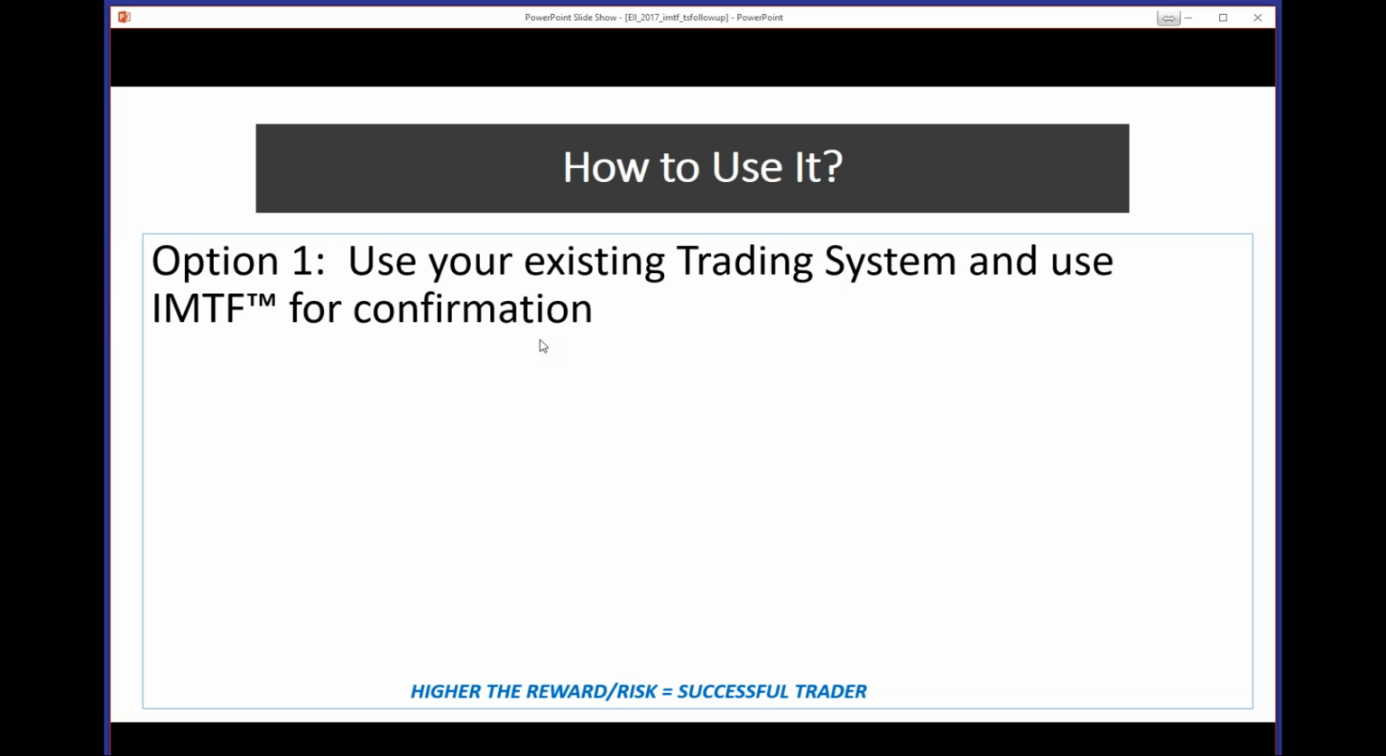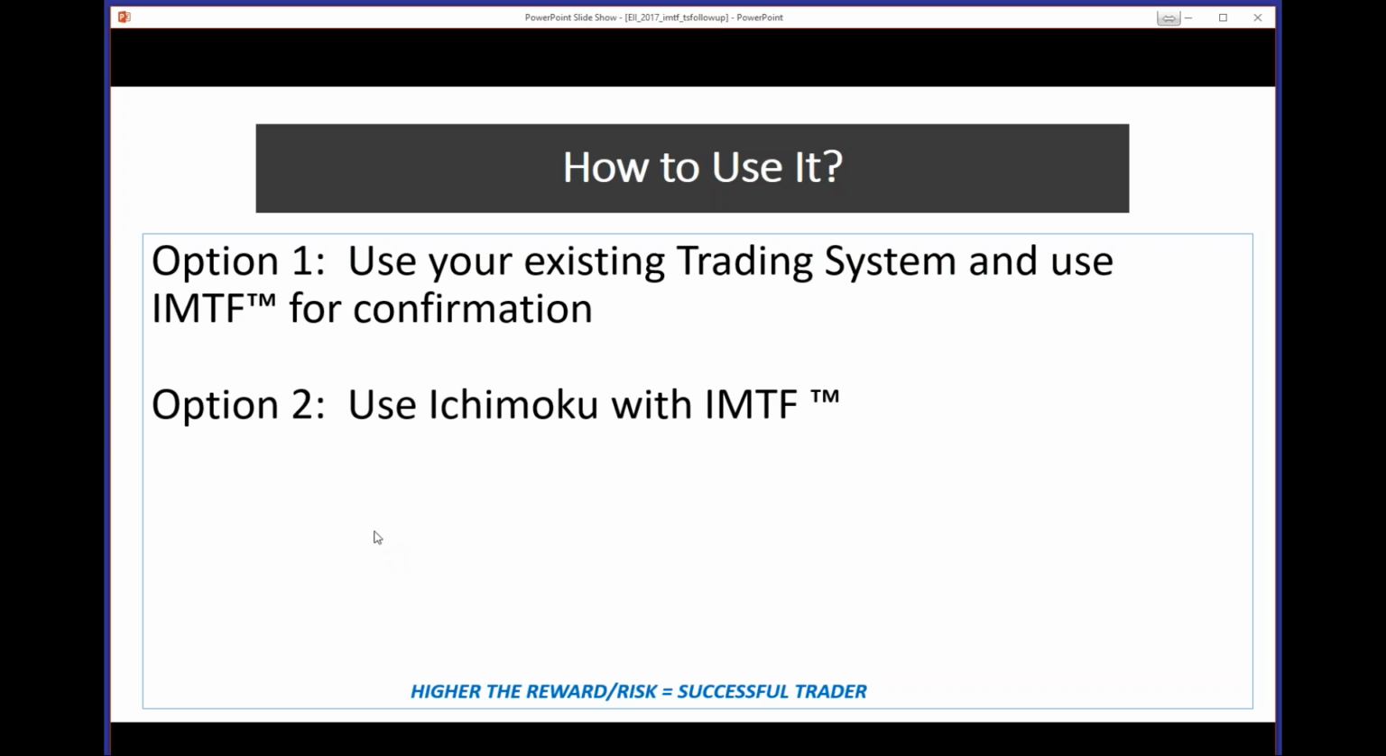So I'll show you some real life trades that we've taken where you could see how you could use it as a confirmation for existing systems. Second thing you could use is you could use it with Ichimoku with IMTF. You guys know I'm a proponent for Ichimoku. So I'm going to show you exactly how you could use this with Ichimoku to set up your trading plans and so forth.